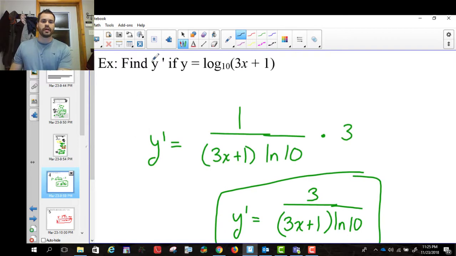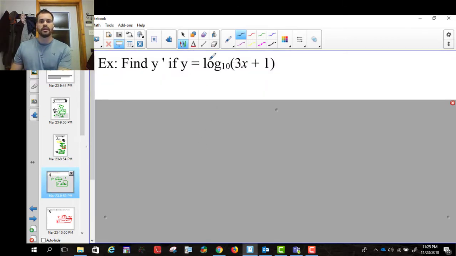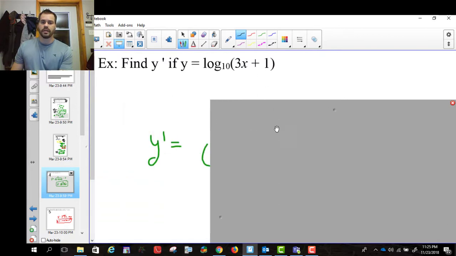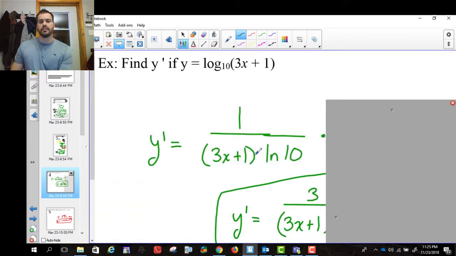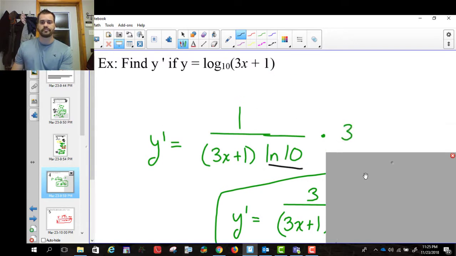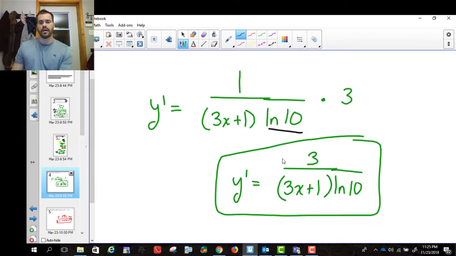So let's do a few examples just to show you how this works. Here's one: log base 10 of 3x plus 1. The derivative of log base 10 of x is 1 over x ln 10, so here it's 1 over (3x plus 1) ln 10. We just have to add that ln 10 in. And then it's times the derivative of 3x plus 1, which is 3. If you simplify that, it becomes this.